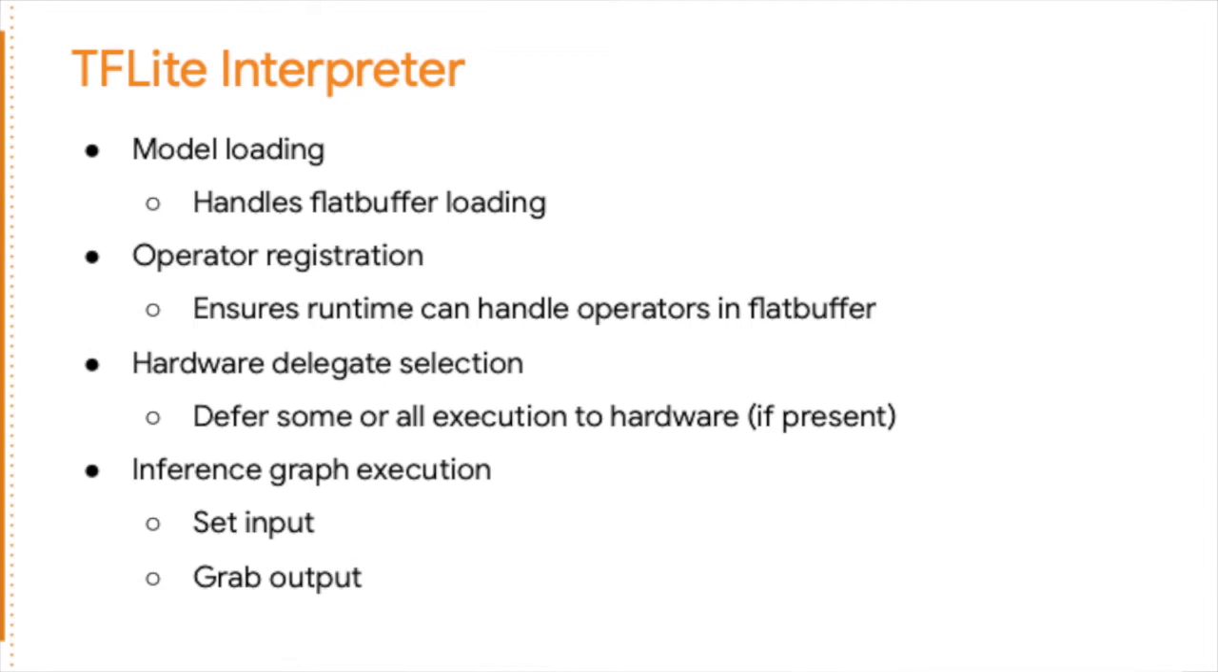There's also hardware delegate selection. I talked about that a little bit. When your app starts up on, for example, Android, you don't know at publishing time what hardware the user is going to have on their phone. So the hardware delegate actually looks around, figures out what hardware is actually present, and tries to execute as much of the graph as it can on any faster hardware that's available.